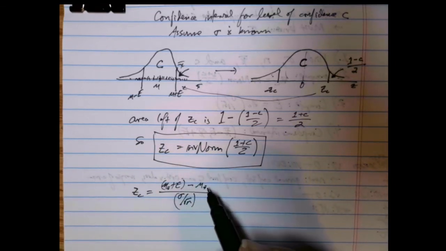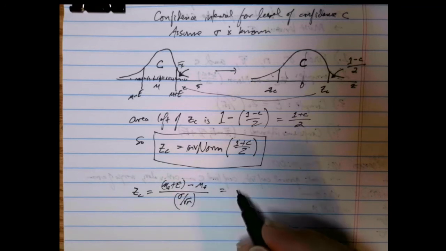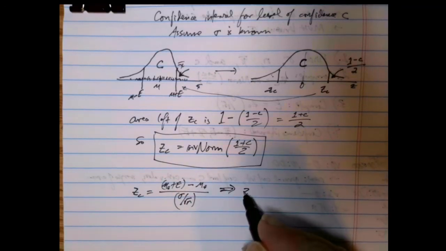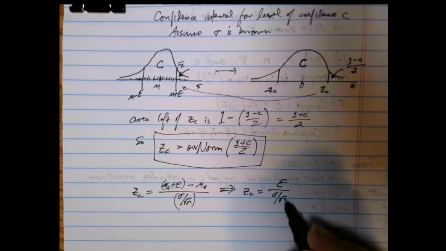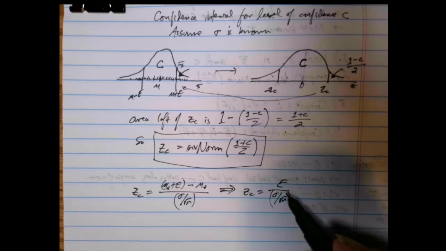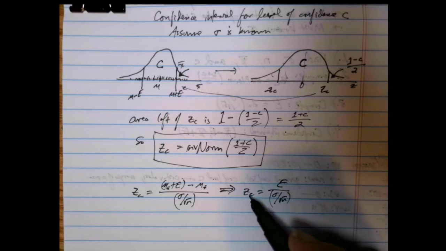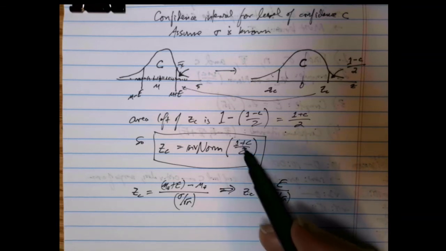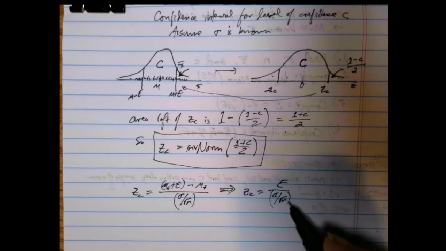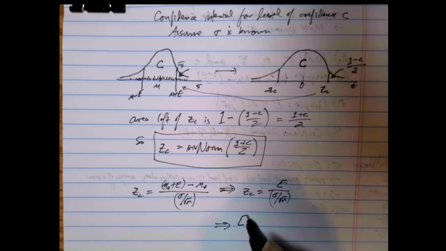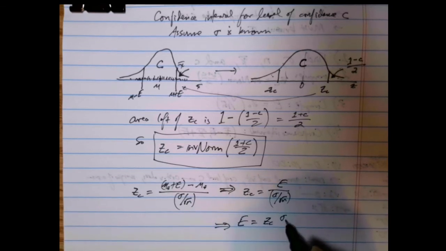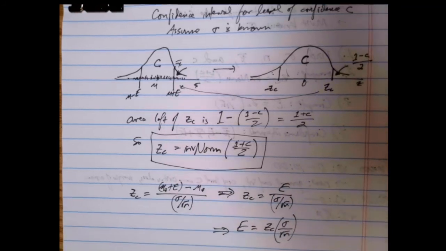Now, mu plus E minus mu is just E, so I have z sub c is equal to E over sigma over the square root of n. What I'm trying to find is E here. I know this number, right, because I was able to compute it like this. I know this number, I know this number, I know this number, and so I can get what I want here, namely E. It's just z sub c times sigma over the square root of n. Just multiply through there to get it.